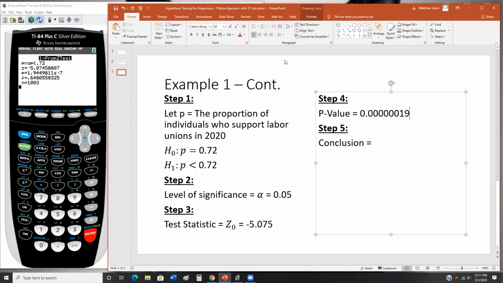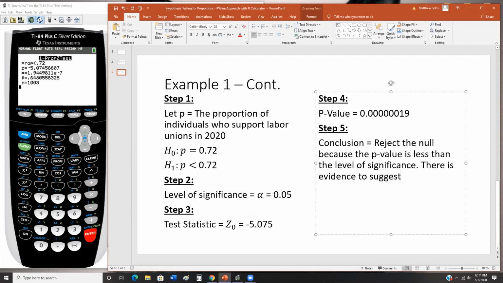All right, so the next thing you have to do is state the conclusion. You're going to compare the p-value to the level of significance, just like we've been doing. So do we reject or fail to reject the null? We reject the null, because the p-value is less than the level of significance. And what we're saying is this: there is evidence to suggest the proportion of individuals who support labor unions has fallen since 1936. We're not saying that it's equal to that 0.648, or roughly 0.65. We're just saying that for some reason, over the last 84 years, support for labor unions has fallen.